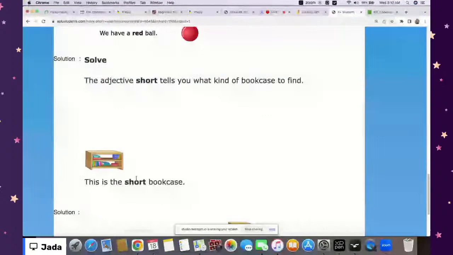And then short tells you what kind of bookcase to find, right? Now, when we say short, can you see the short bookcase? Yes, this is it here. This is the short bookcase. Okay, so now this bookcase is short. So if you're looking for it, you're just going to search, oh, where's the short bookcase? And you can see the short one here.